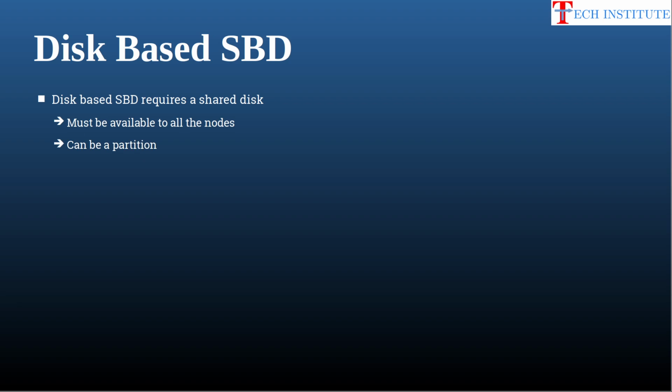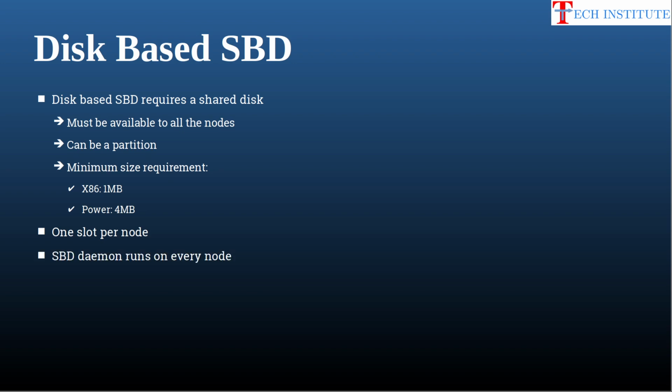But in production, usually people don't use a partition; they use a separate disk for this. The minimum size requirement is 1 MB for x86, and 4 MB for power series, and you should have one slot per node available. And this SBD daemon runs on every node, so it's not like it runs on one node and not on the other nodes.